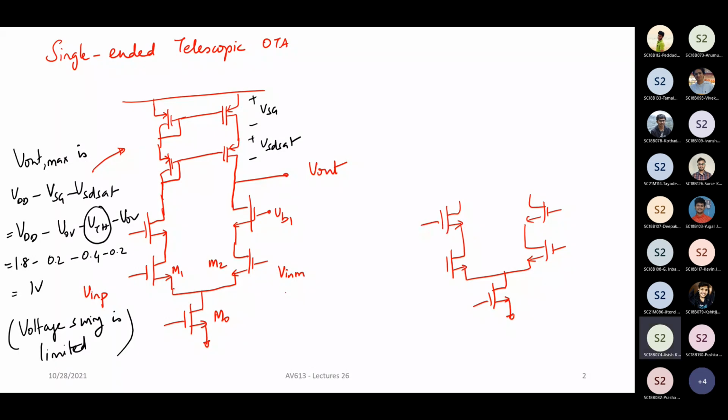So how will your top transistor look like? Top section. Obviously, we have two PMOSes, right? How will you connect these two PMOSes? The gate of the second PMOS will be connected to the source. Basically, if you look at it, yeah, so you'll have something like this.